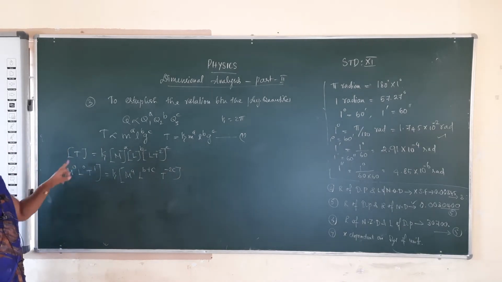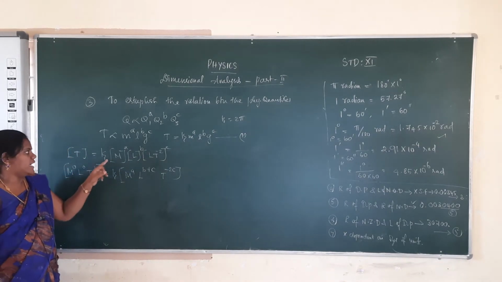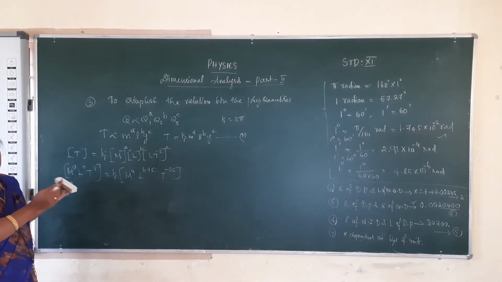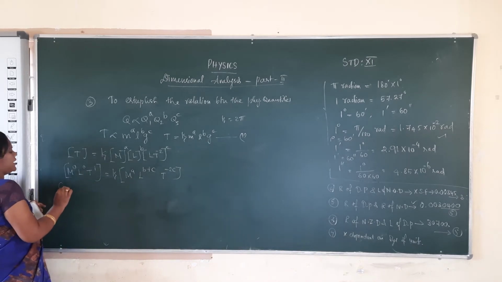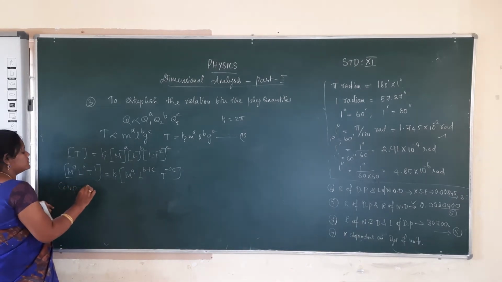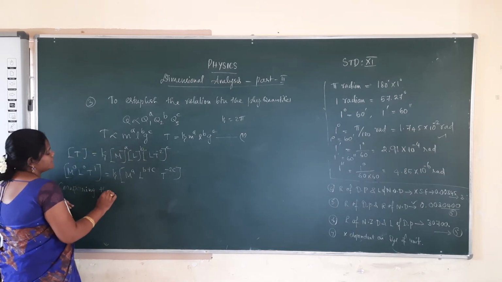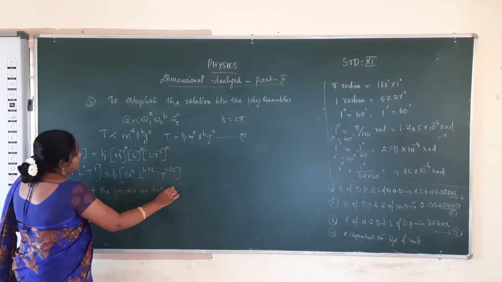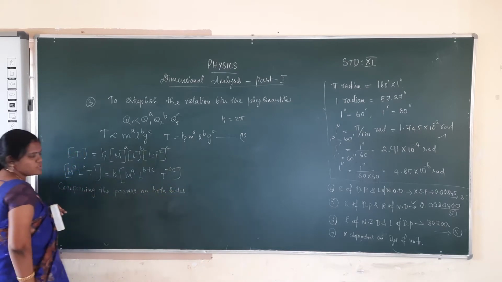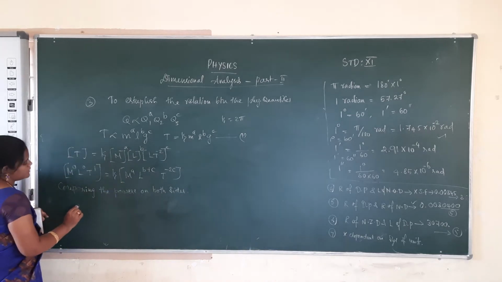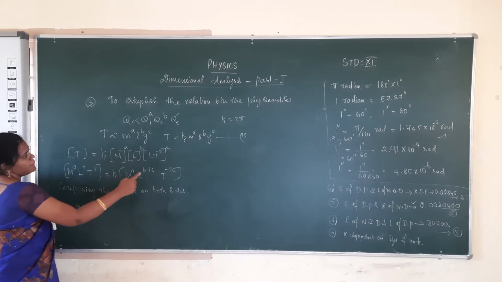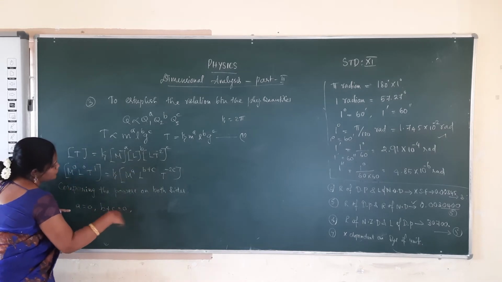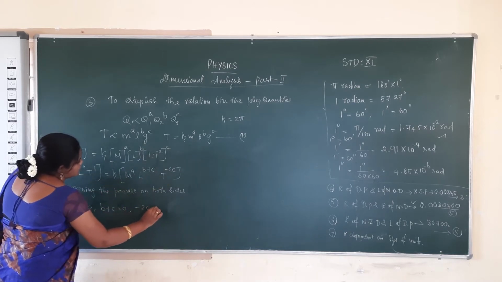So M power 0, L power 0, T power 1 is equal to k into m power a, L power b plus c and T power minus 2c. Then comparing the powers on both sides, a will be equal to 0, b plus c is equal to 0, and minus 2c is equal to 1.